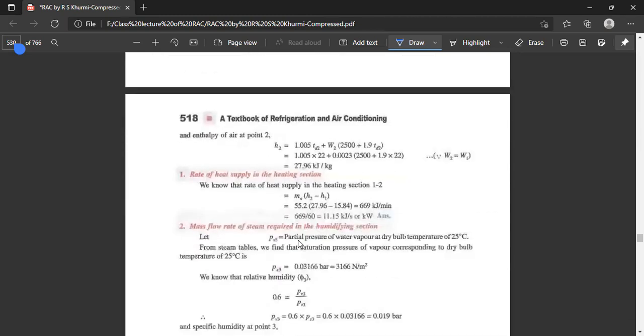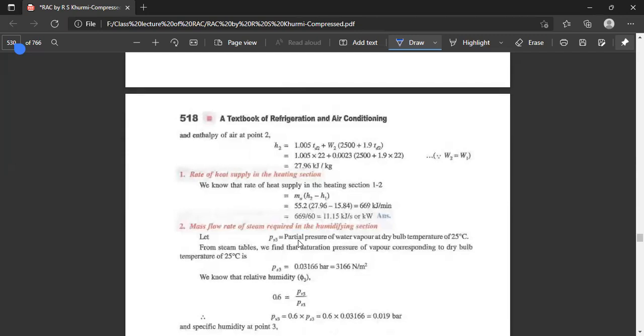Enthalpy at point 2 is 1.005 into T2 plus W2 with 2500 plus 1.9 T2. So 1.005 into 22 plus 0.0023 multiplied by 2500 plus 1.9 into 22, which is 27.96 kilojoule per kg.